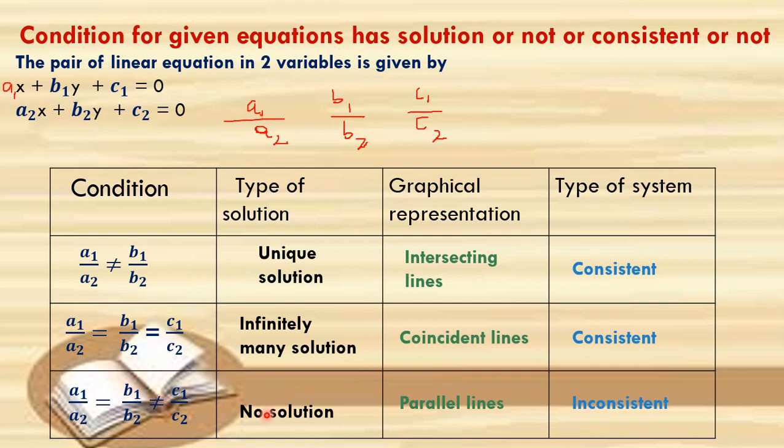So remember the conditions for consistency, and by observing these we can say whether lines are intersecting, parallel or coincident, and algebraically we can find it. We can say that the equations have a unique solution, infinitely many solutions, or no solution. So you have to remember this concept for consistency.